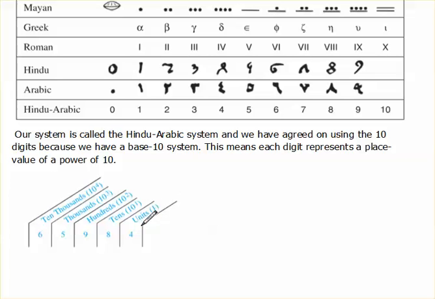Even this ones position, let me get rid of that and let me write with a pen. Even 10 to the 0 is technically 1. Remember, anything to the 0 power is 1. So we have 10 to the 0 power as our ones position, 10 to the first, which is 10, as our tens position. 10 squared is 100, so that's what makes our hundreds position, and so on and so forth.